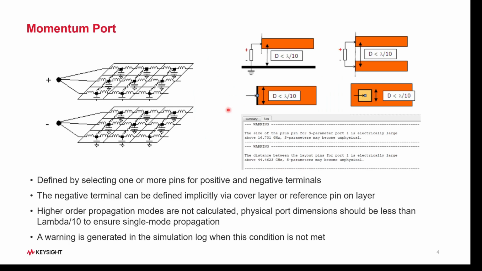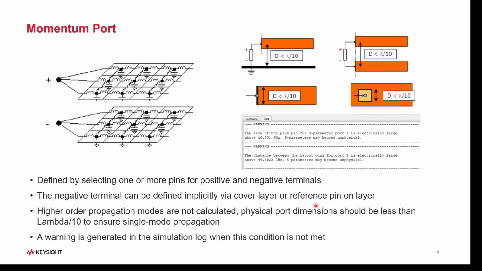So let's look at the Momentum port. The Momentum port, again, is defined by selecting one or more pins for positive and negative terminals, as we see here. The negative terminal can be defined explicitly, which is this case, where you get one specific point in the structure to be the negative terminal. But it can also be defined implicitly if we're using a cover layer in the substrate definition, or a reference pin on a specific layer or in a cover. And this is actually a case that is available in RF Pro.